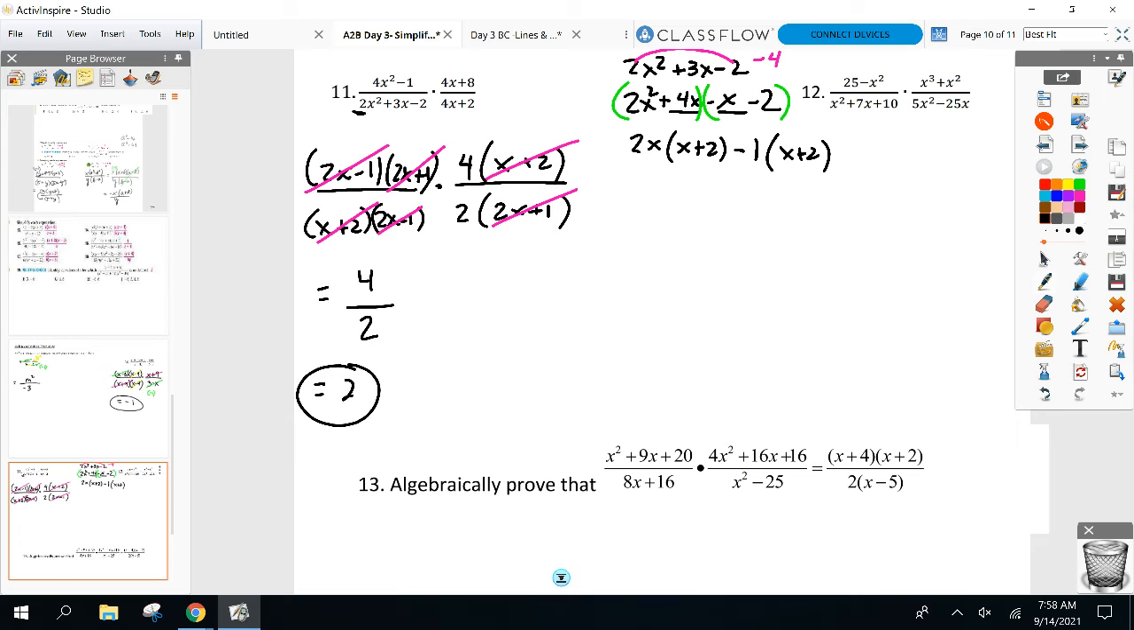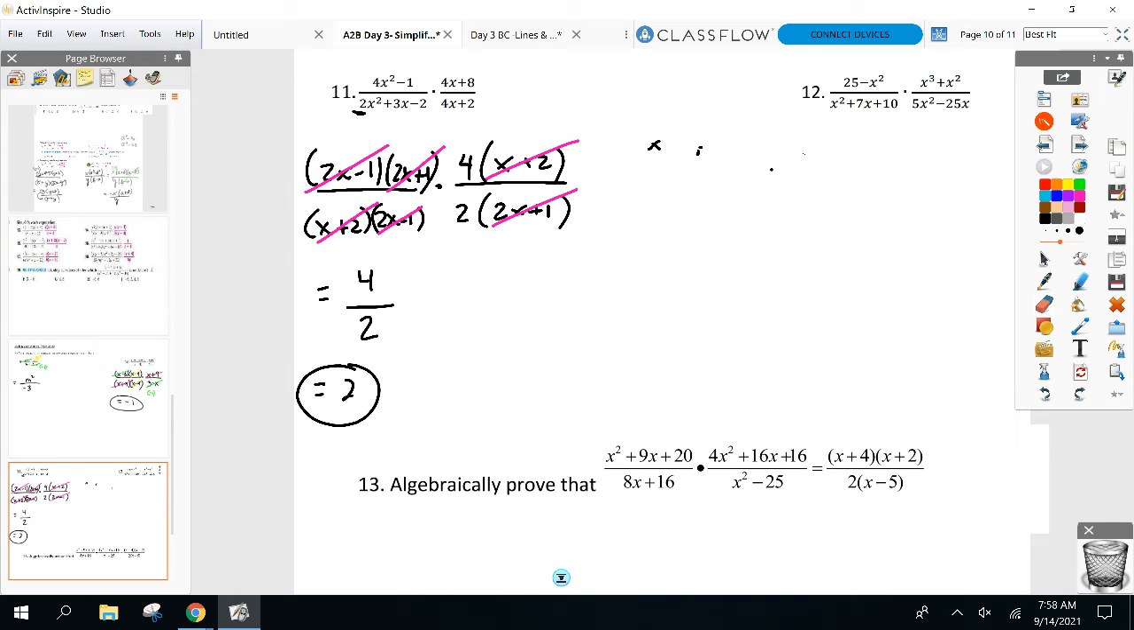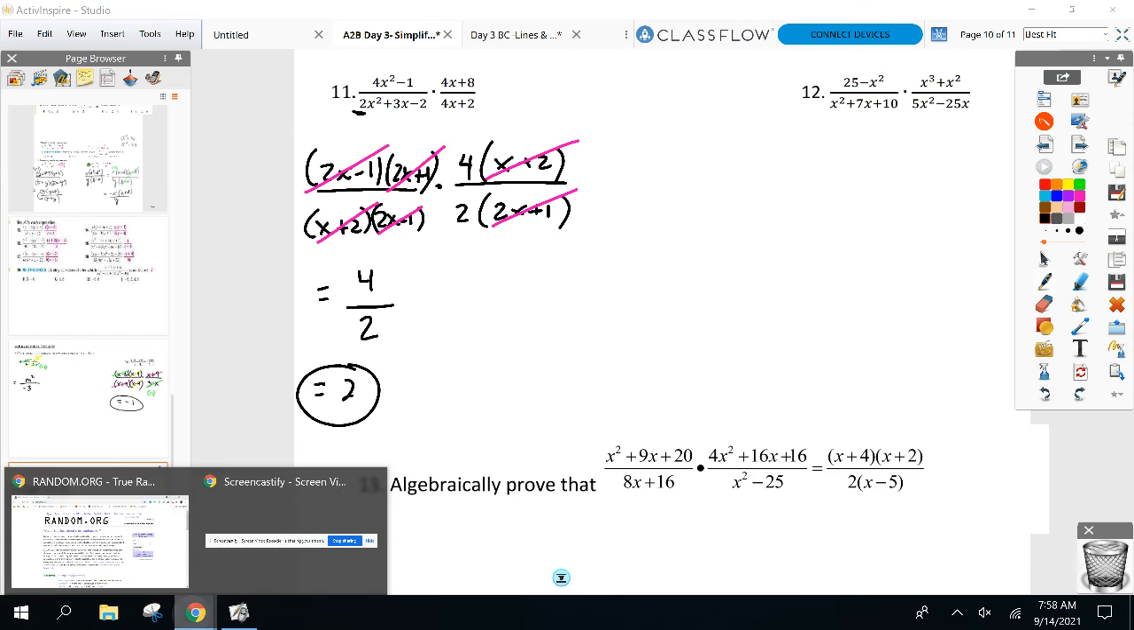Everyone good? Can I answer any questions? We got 2 more to go, and then you are solely on your own. Actually, 3 more. Sorry, I didn't see. That's a bad one down there. All right, you ready? 12? And you can factor all 4 of them again. Come on, let's get rolling. You can factor all 4.